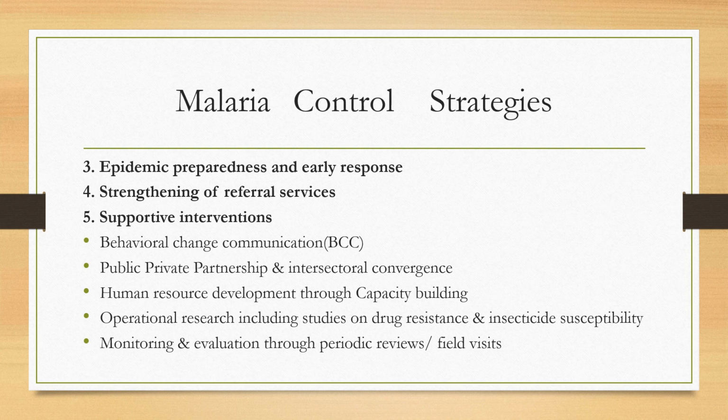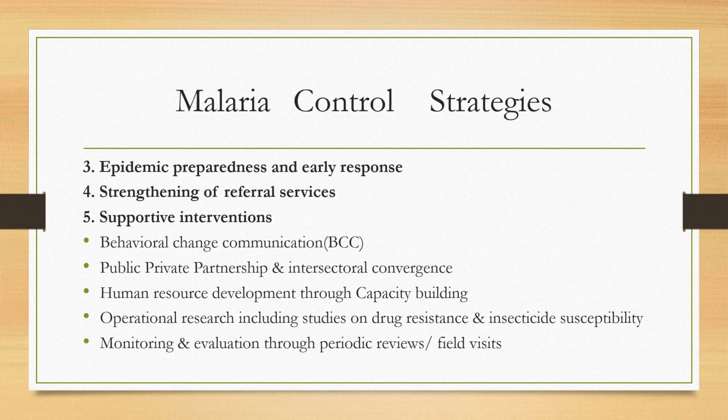Then we can have public-private partnership, such as partnership with the private practitioners, partnership with construction workers to control vector breeding. Then intersectoral convergence, like coordination with Anganwadi centers or ICDS facilities, coordination with the education department, coordination between health and agricultural sectors for reduction of vector breeding. So that is intersectoral convergence.